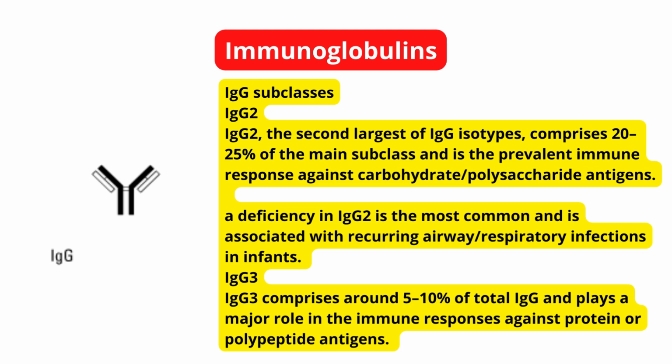The second subclass is IgG2. IgG2, the second largest of IgG isotypes, comprises 20 to 25% of the main subclass and is the prevalent immune response against carbohydrate, polysaccharide antigens. A deficiency in IgG2 is the most common and is associated with recurring airway or respiratory infections in infants. Third is IgG3. IgG3 comprises around 5 to 10% of total IgG and plays a major role in the immune responses against protein or polypeptide antigens.